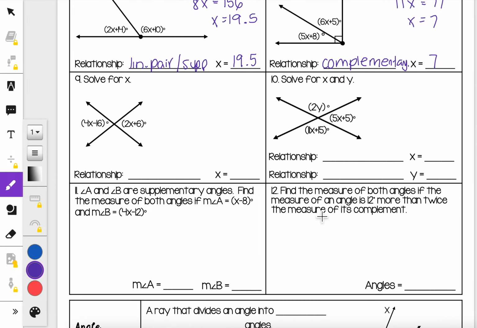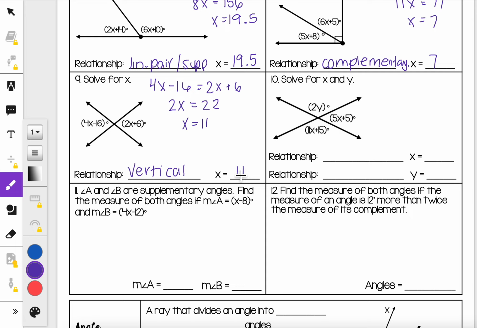All right, for number 9, we have intersecting lines. These angles are across from each other. So for vertical angles, that's going to be our relationship. They're vertical. And remember, vertical angles are congruent. So we are going to set the measures equal to each other here. So I'm going to have 2x equals 22, so x equals 11.